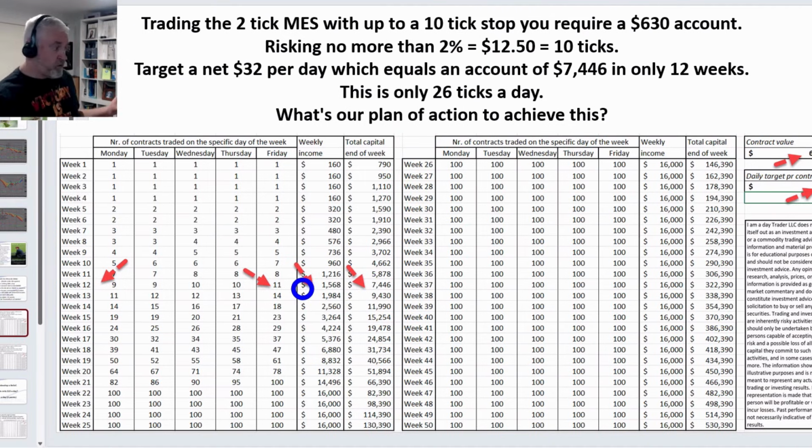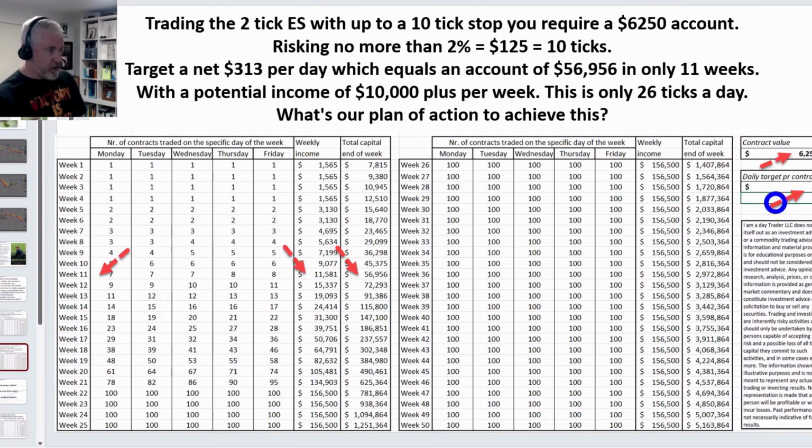Now you've got an income of $1,500 a week. You may say one contract, I'm just going to stay with that, I'm happy as Larry with that. On the other hand, you roll over and start trading the big contract, and if you're going for 313, I've mentioned 325, just rounding it off there, within 11 weeks you've got the potential of a $12,000 a week income. Your capital's now nearly $60,000.